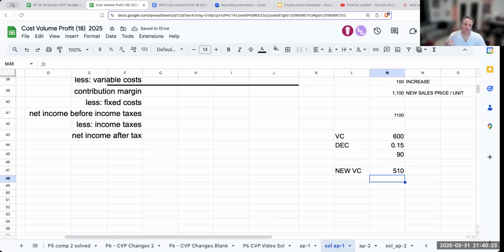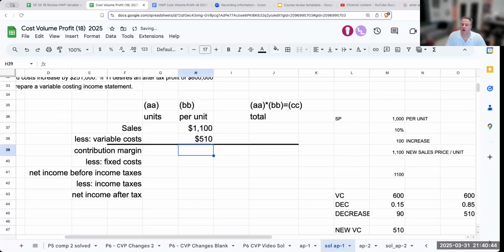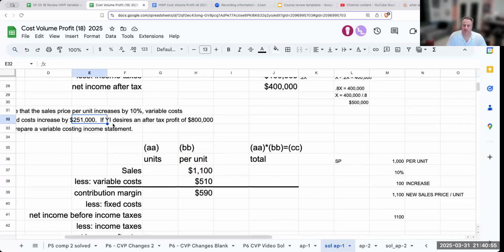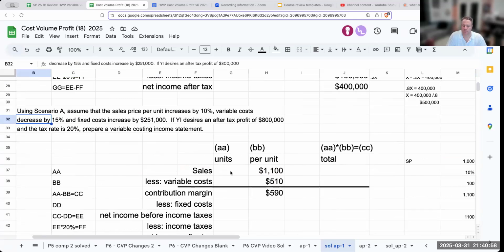Now, alternatively, this is the decrease in dollars of 90. What I could have done is I could have just said, well, 600 times 0.85. If it's a decrease of 15%, it means it's 85% of that number, and I get 510. So you can do it either way. So my variable costs here were 510. It means my contribution margin will be 590. Okay, so this is the new information I've been given, and I'm just following through with this. So I've got a new sales price and new variable cost, which means my contribution margin per unit must have been 590.